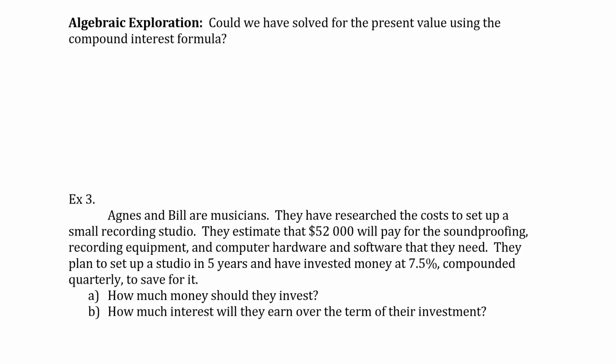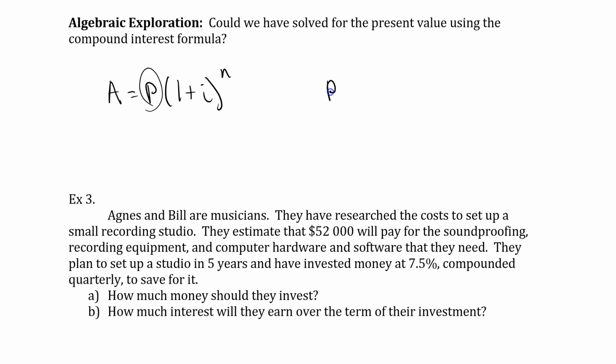Now here's a great question. Could we have solved for the present value using the compound interest formula? Absolutely, because we know that A equals P(1 plus i) to the n. If we wanted to solve for that P, we would just divide both sides by (1 plus i) to the power of n. We already know this formula.